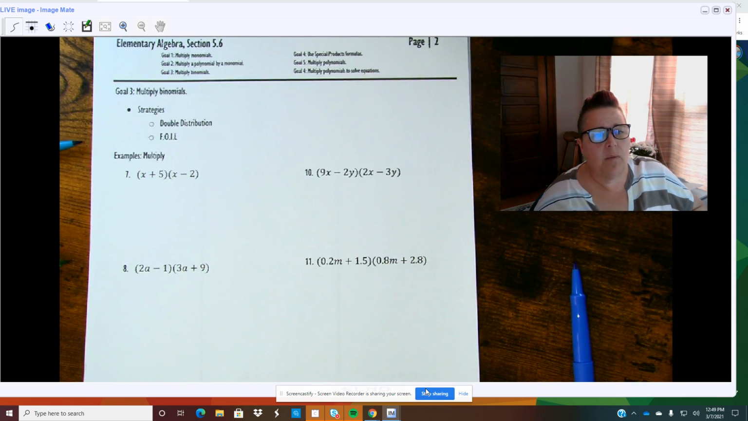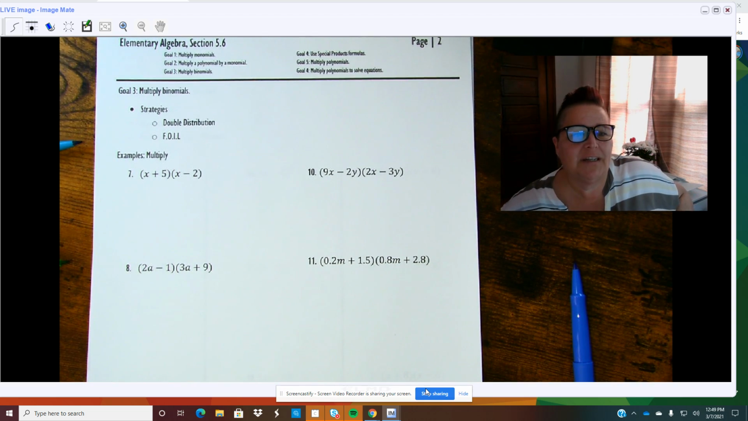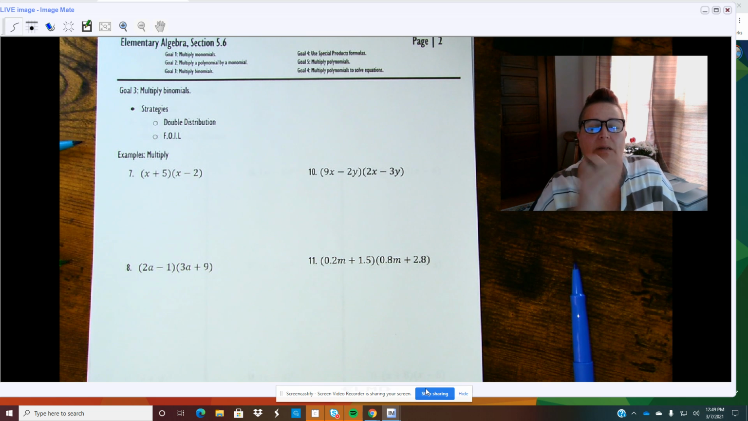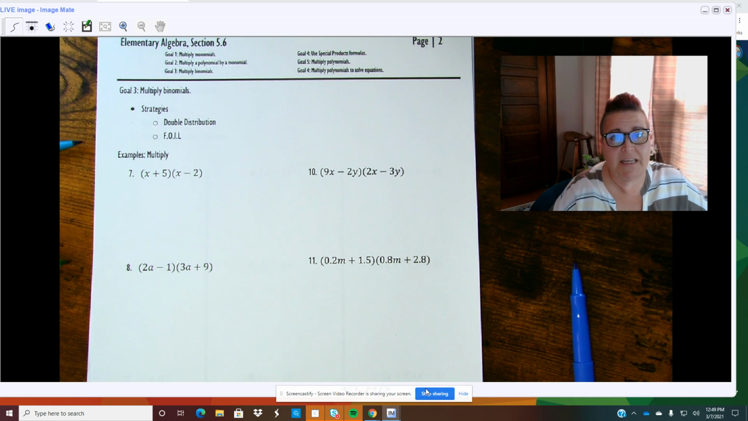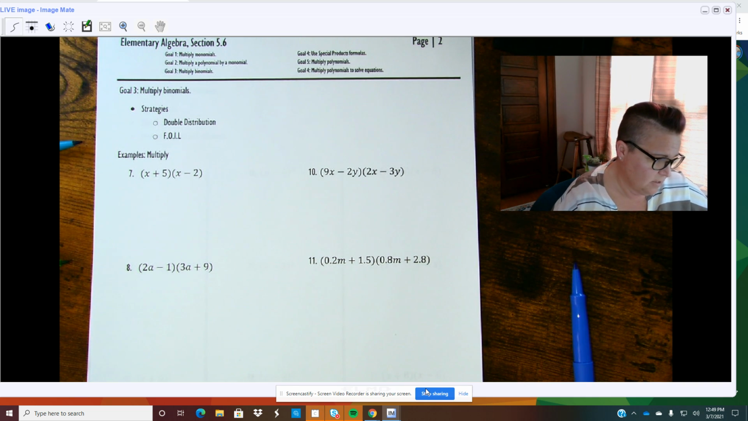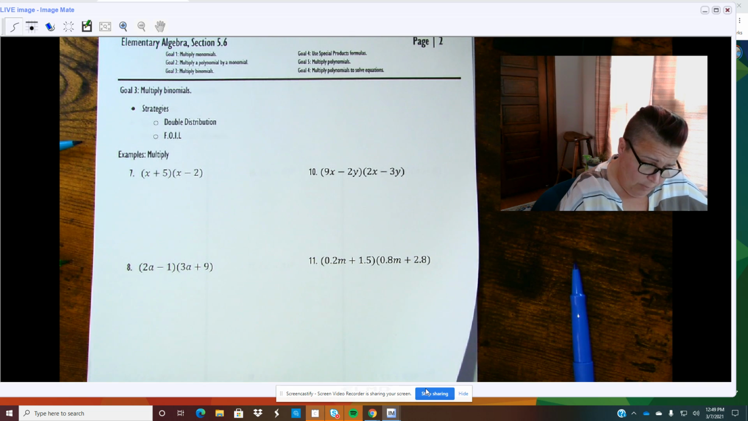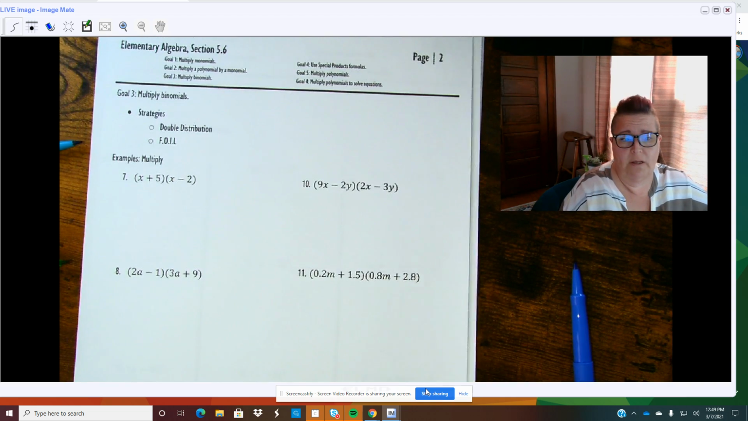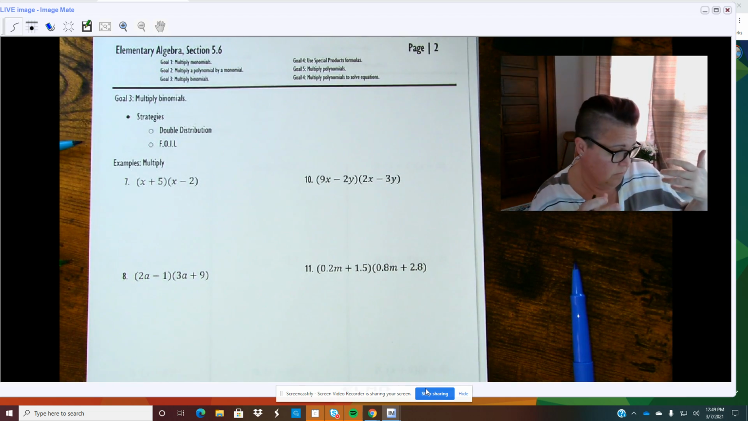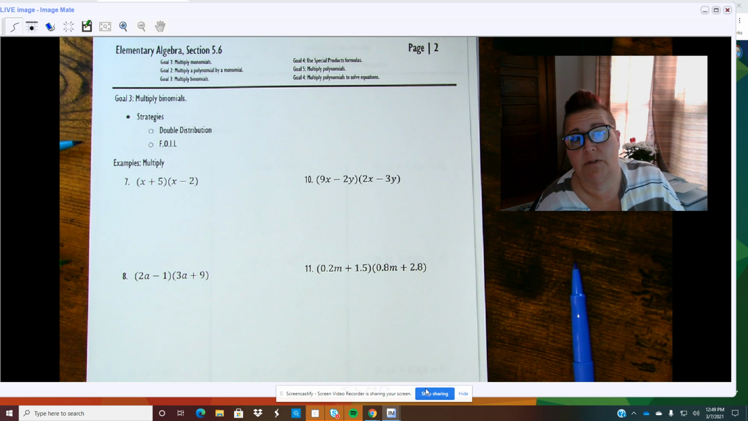Okay. All right. Now we're going to talk about multiplying binomials. 2 terms and 2 terms. We haven't done this yet. There are 2 different strategies. The first is known as a double distribution, and the second you may be familiar with, and that's FOIL. My preference is double distribution, but I do know a lot of you prefer FOIL. So I'm going to do some using FOIL and some using a double distribution.